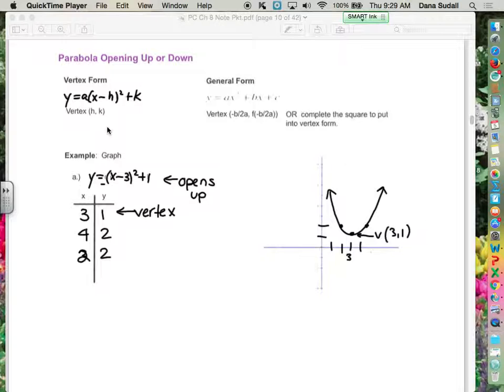If we did this in more depth, we would talk about that focal point that would happen in here and that directrix line, which would be on this side, and how those points would be the same distance to each of those. We're just going to stick with just basic graphing here.